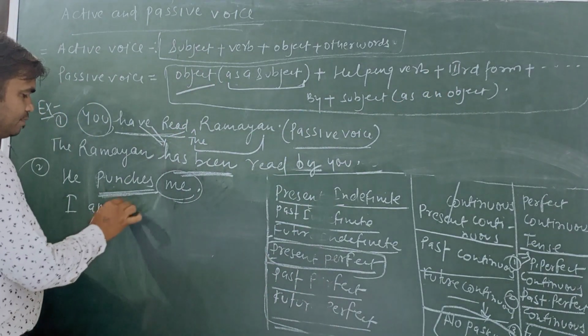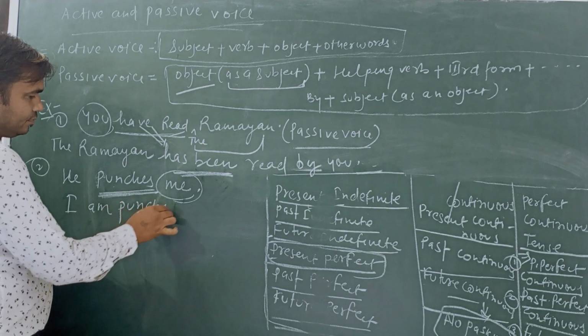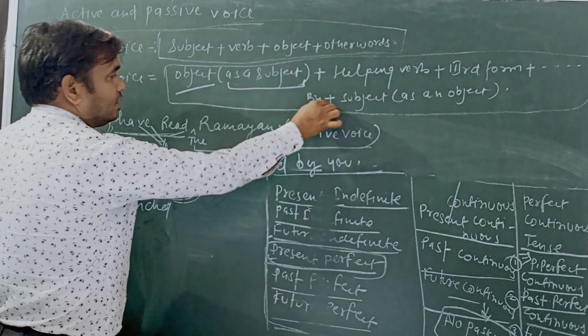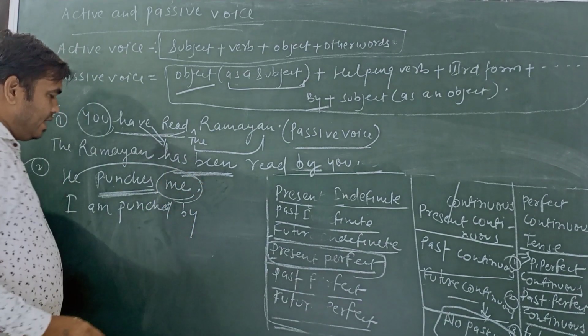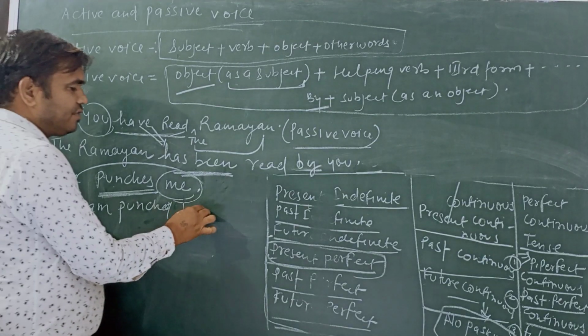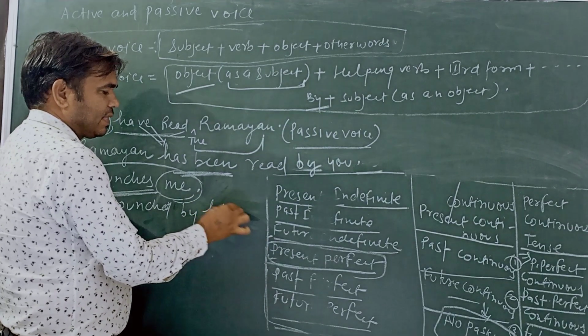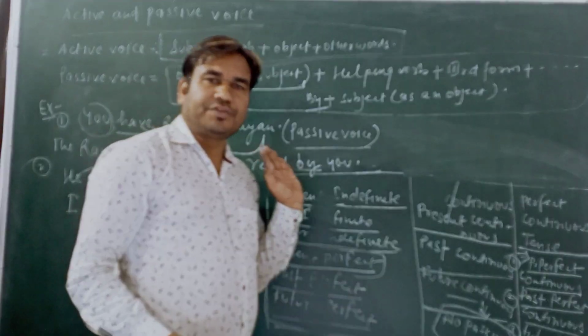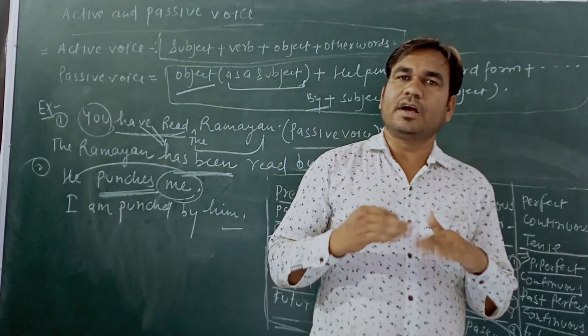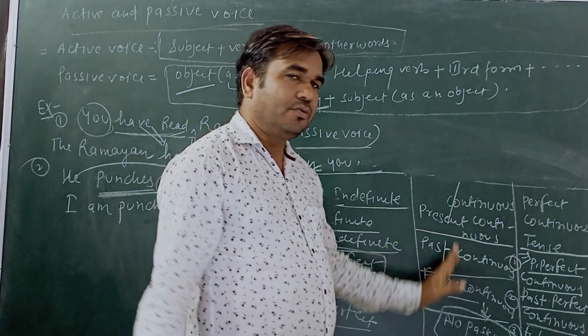I am punched, and by, and the object of "he", that is "him". So this is the second example, and now we take another example of continuous tense.